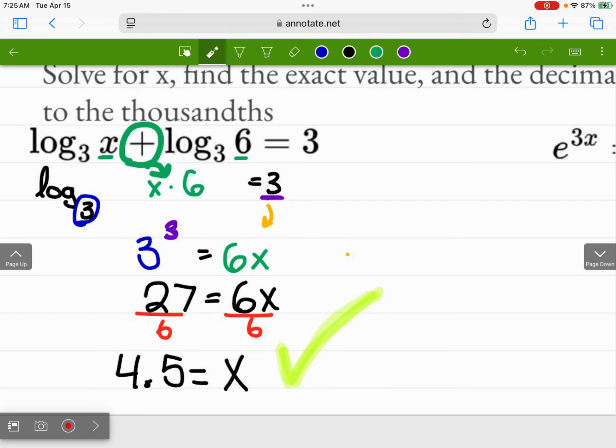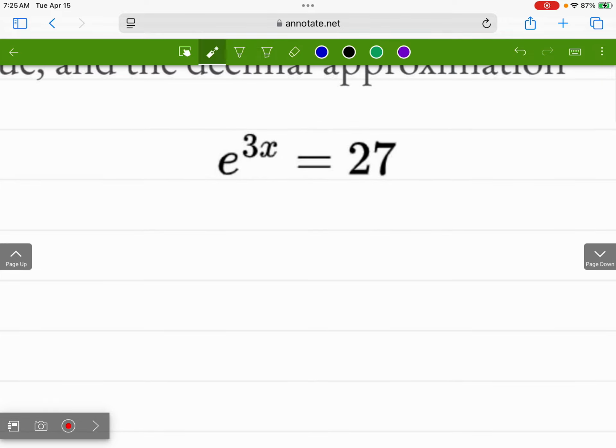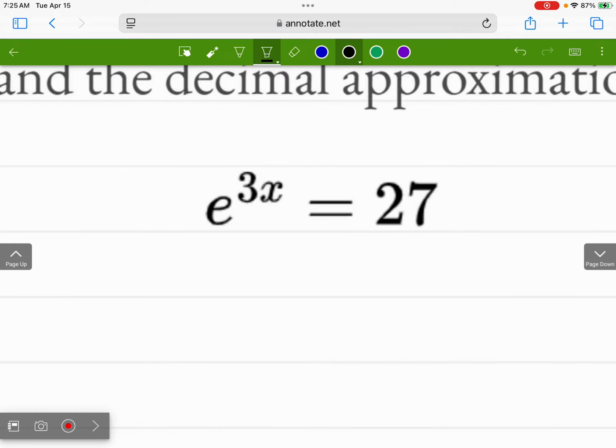What do we do for e to the 3x equals 27? How do I figure out what that x is? Yeah, we're going to switch this around to its log form. And if you can hop straight to the ln, love it. Totally fine. I'm going to write one in-between step, but it is totally cool to hop straight to the ln.